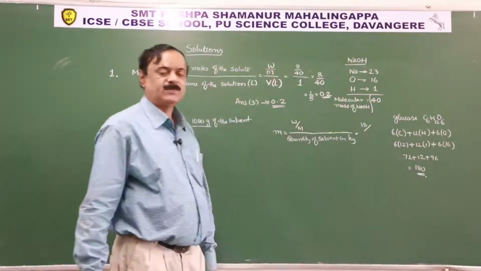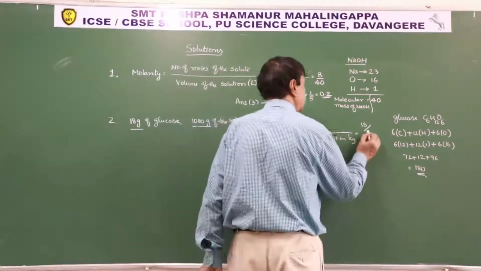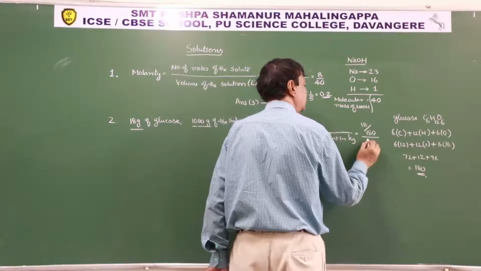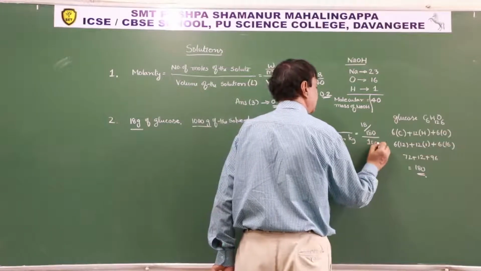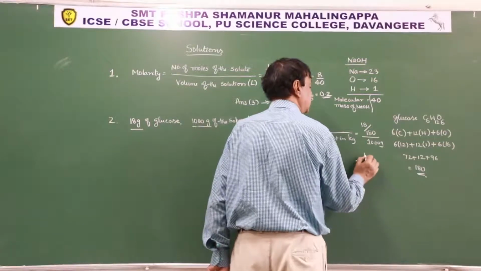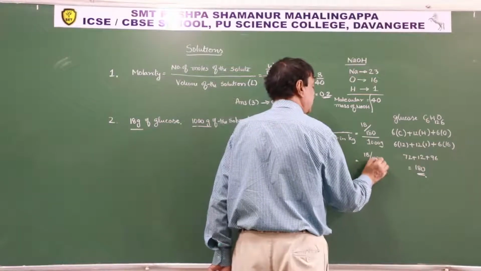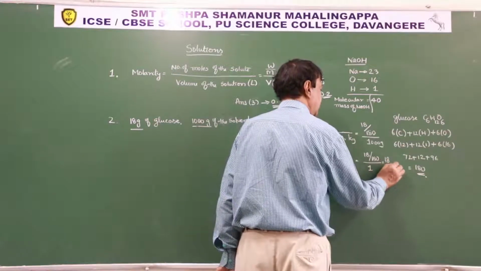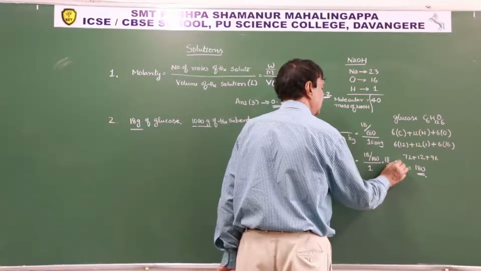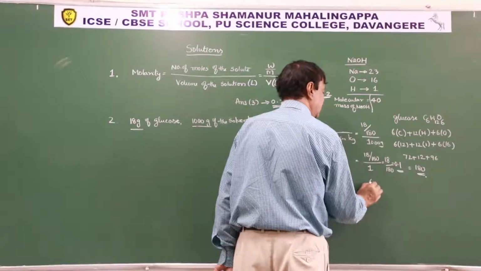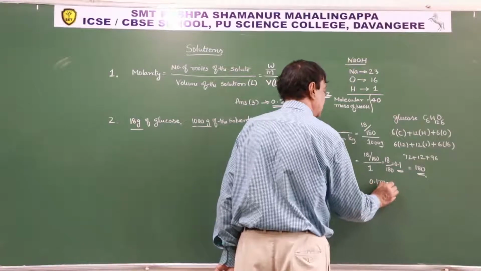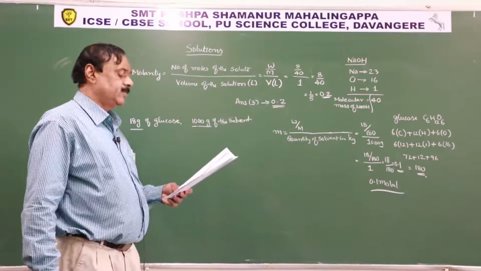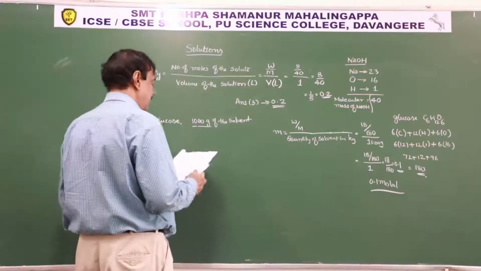Therefore, the molecular mass of glucose is 180, whole divided by the quantity of the solvent, which is 1000 gram, that is 1 kg. Therefore, 18 divided by 180 divided by 1, that is equal to 18 divided by 180, which is 0.1. This 0.1 is in terms of molal solution. Therefore, question number 2 is option number 4.